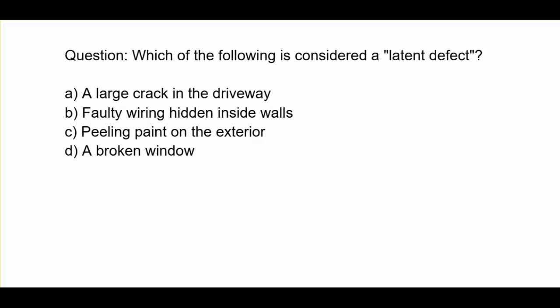Which of the following is considered a latent defect? A, a large crack in the driveway. B, faulty wiring hidden inside walls. C, peeling paint on the exterior. D, a broken window.